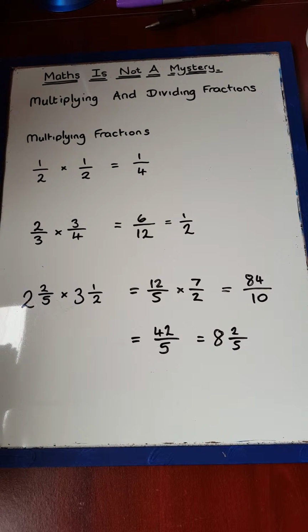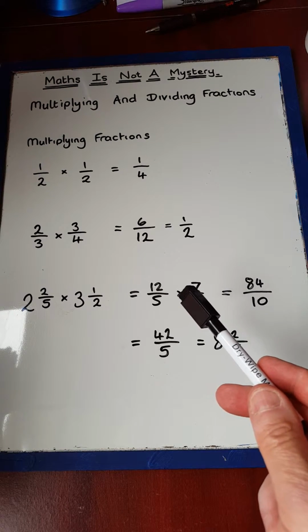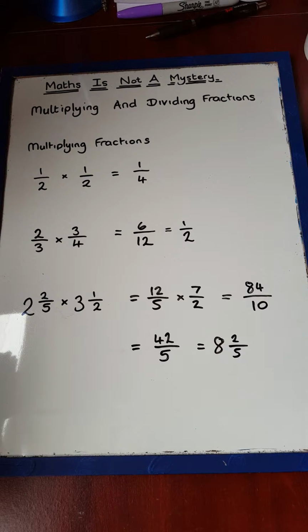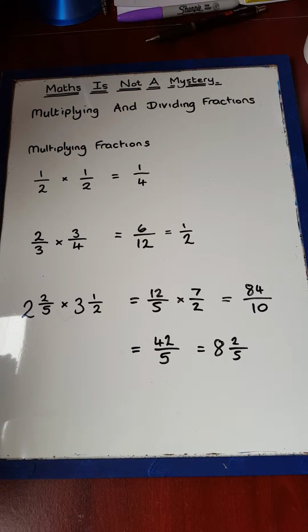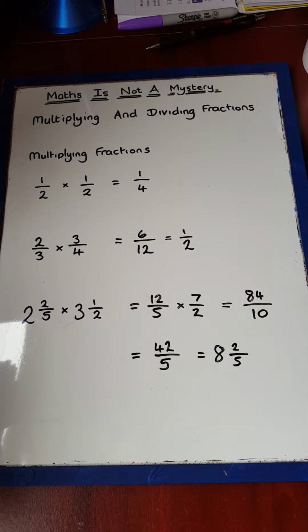It's exactly the same process as the other multiplications, it's just that you've got to turn them into improper fractions first, then you've got to turn them back into mixed numbers at the end. That's what multiplying fractions is then. Straight across the top, straight across the bottom, simplify it if you need to. Really straightforward.